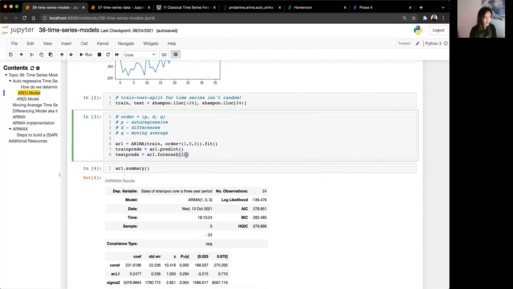This method of forecasting actually does not take into account any of the test set's data. I'll send out an article that walks through the different ways to make forecasts. So I'll get into this once we look at the results.